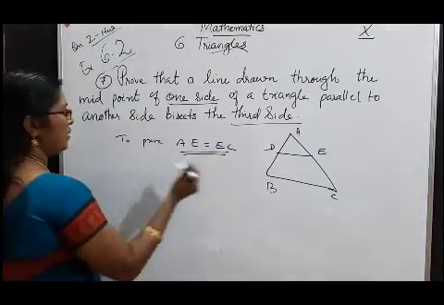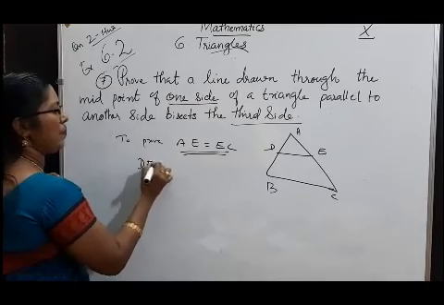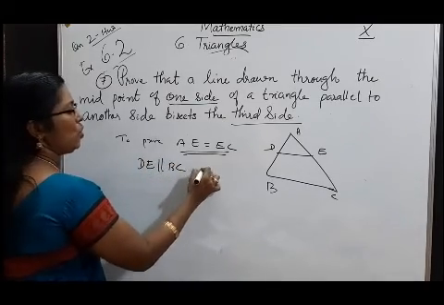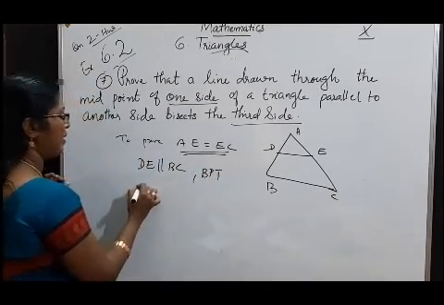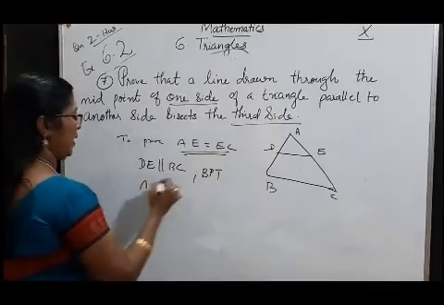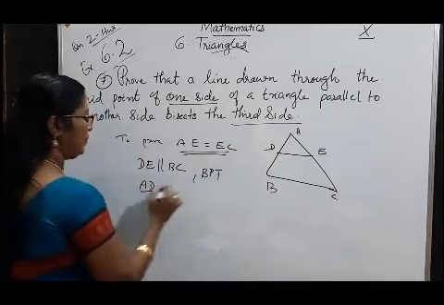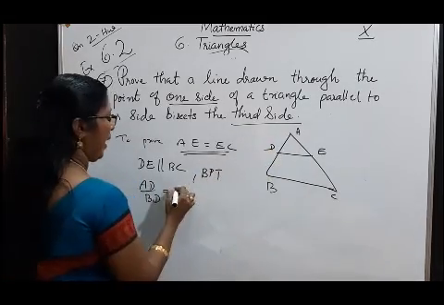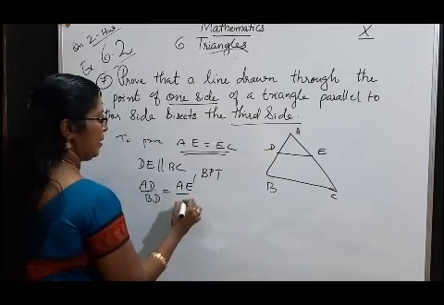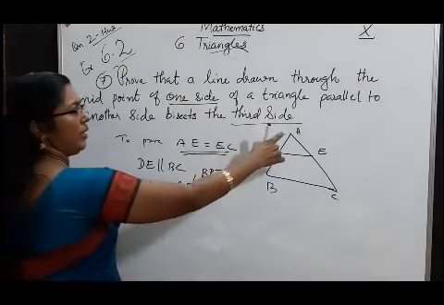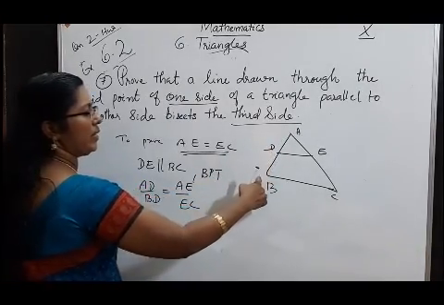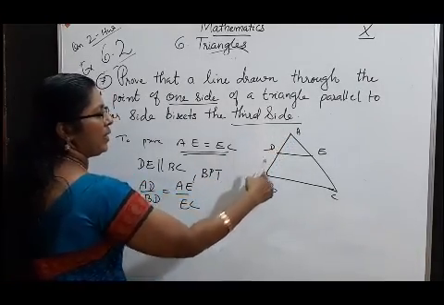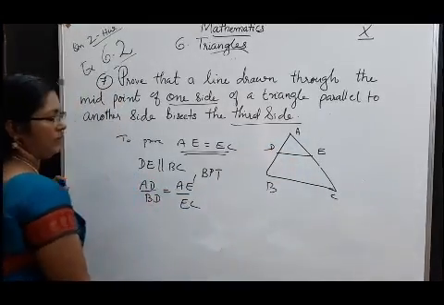Here we know that what is given? DE parallel BC. So by BPT we can write AD by DB equal AE by EC.